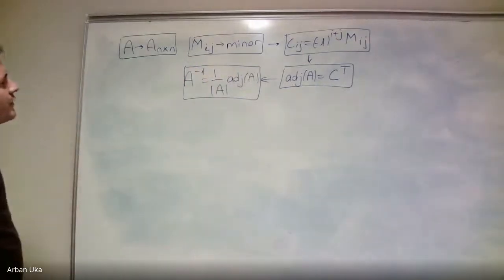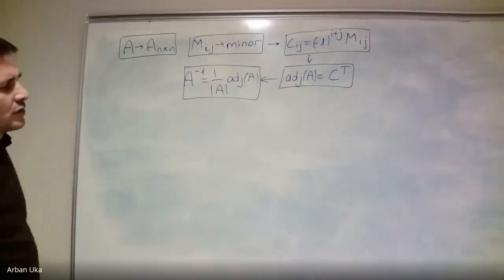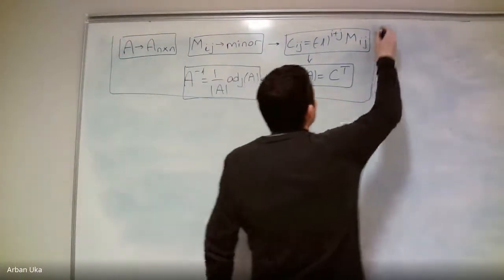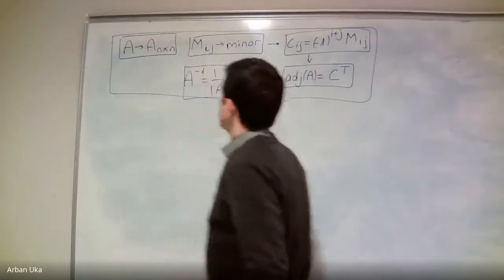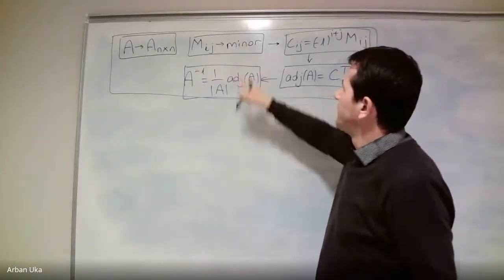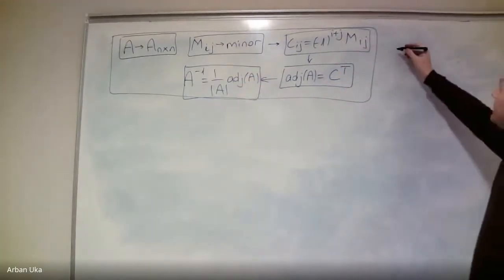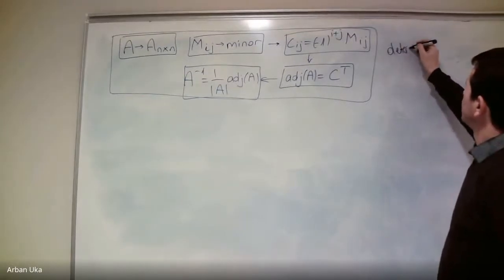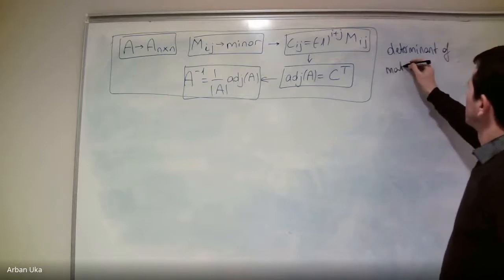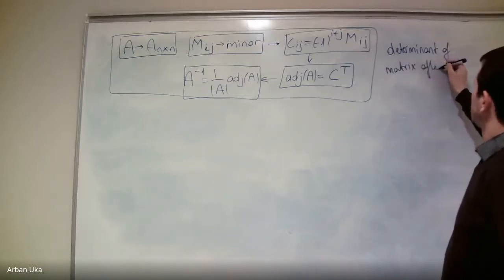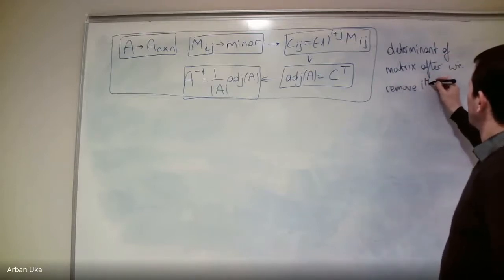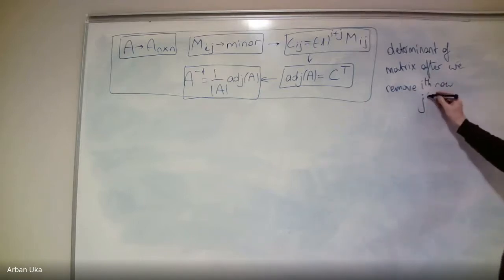Okay? So these are the steps which you need to conduct to find the inverse of a matrix. And the only thing that we need to know is the definition of a minor. The definition of a minor, it is the determinant of the matrix after we remove the ith row and jth column.